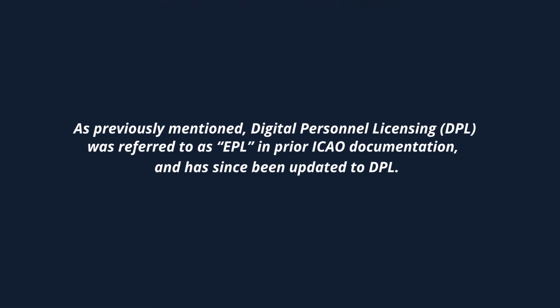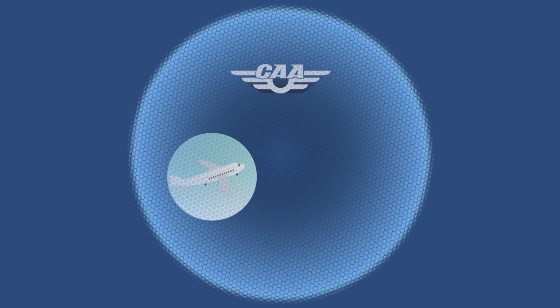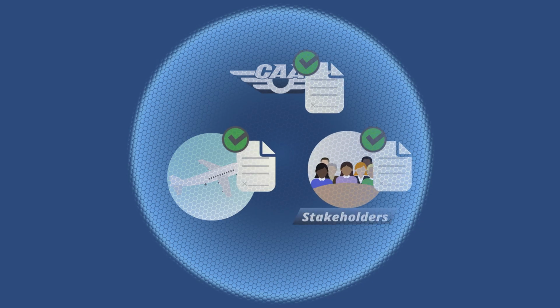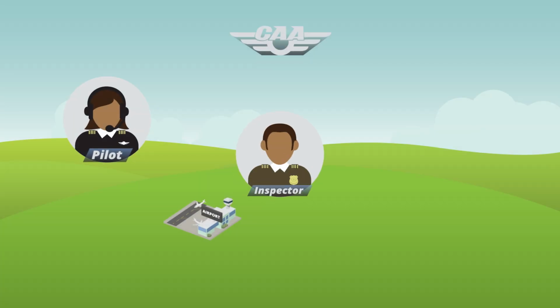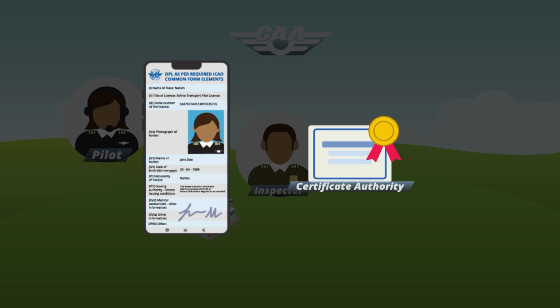As previously mentioned, Digital Personnel Licensing, or DPL, was referred to as EPL in prior ICAO documentation and has since been updated to DPL. This system improves efficiency and reduces fraud, allowing airlines, CAAs, and other stakeholders to quickly validate personnel qualifications in real time. For instance, in the digital personnel use case, a pilot's license is digitally signed by a certificate authority.